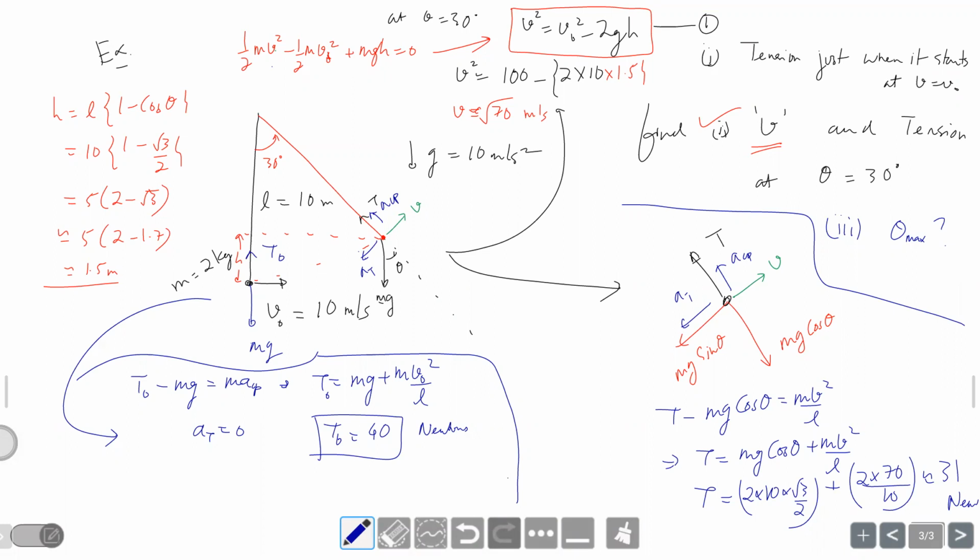So 1 minus cos theta is to become half. Cos theta is half. Theta is cos inverse of half. That's also easy. Just in the energy equation, you put the condition that V is given.